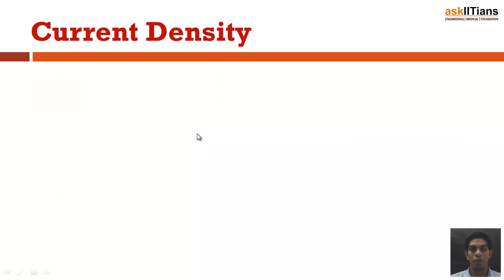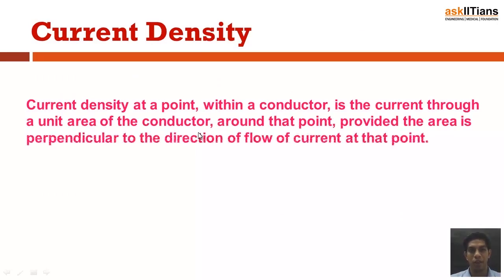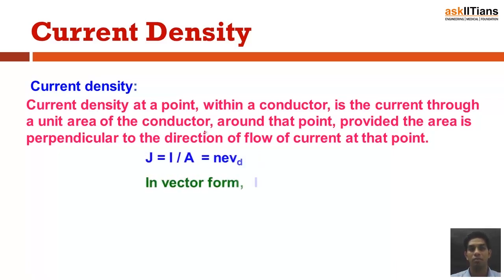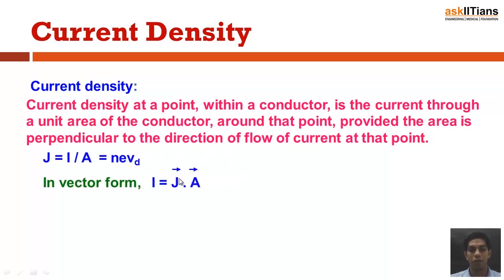So we'll now shift our attention to current density. Current density at a point within a conductor is the current through a unit area of the conductor around that point, provided the area is perpendicular to the direction of the flow at that point. So current density is basically current per unit area, and its vector form is given by I = J dot A, and the formula for current density in terms of the number density, the electronic charge and drift velocity is J = nevd.